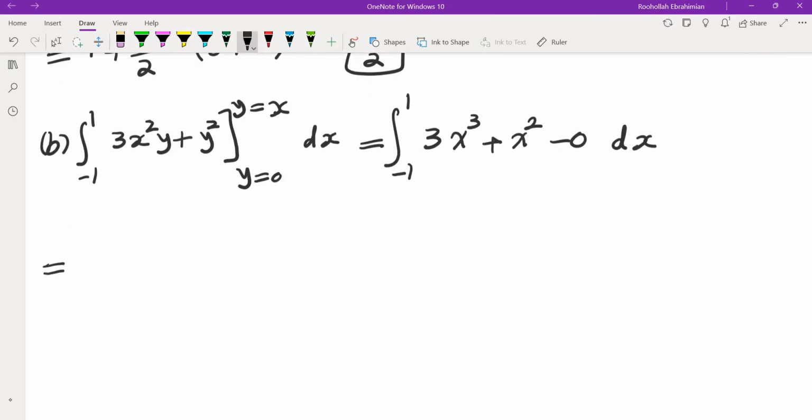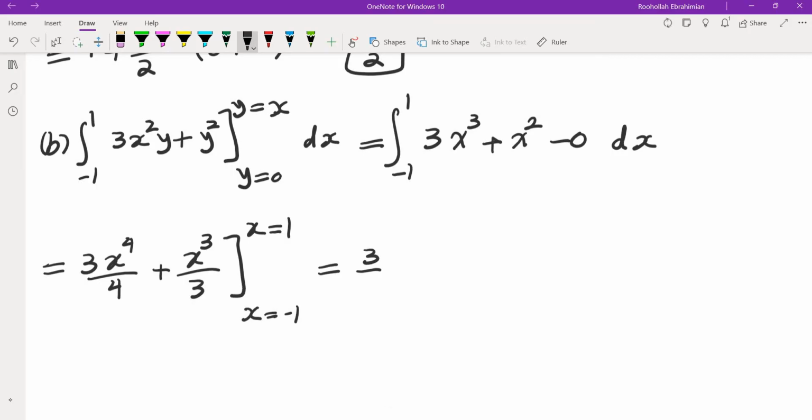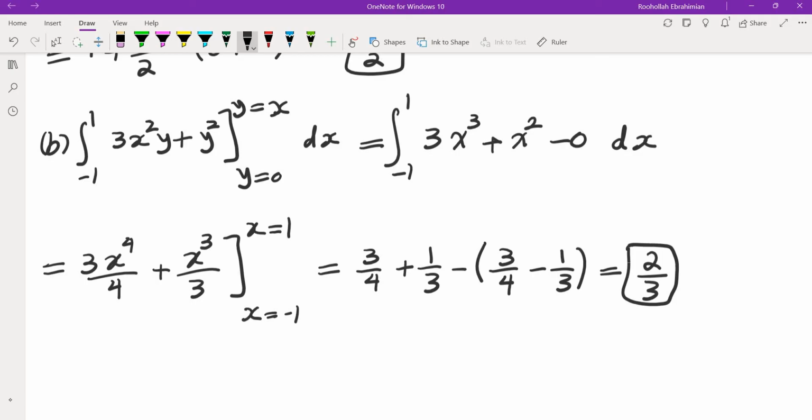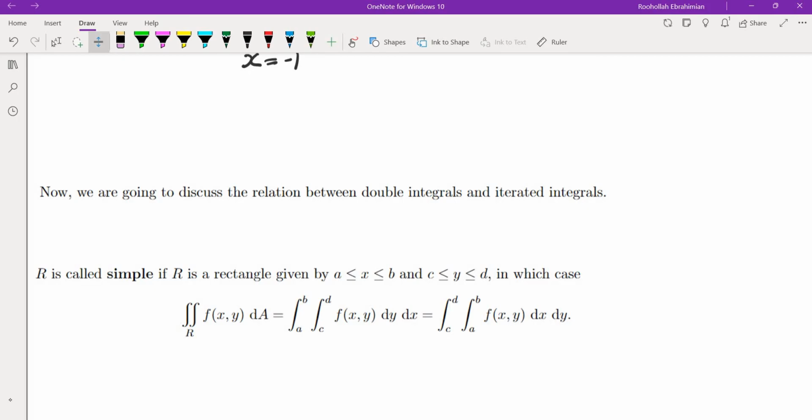Next, we're going to integrate this with respect to x. So 3x to the fourth over 4 plus x cubed over 3. And then the limits of integration are -1 to 1. If you plug in 1, we get 3/4 plus 1/3. And when we plug in -1, we get -3/4 minus 3/4, and then minus a third. And this becomes 2/3. So the answer to this iterated integral is 2/3.